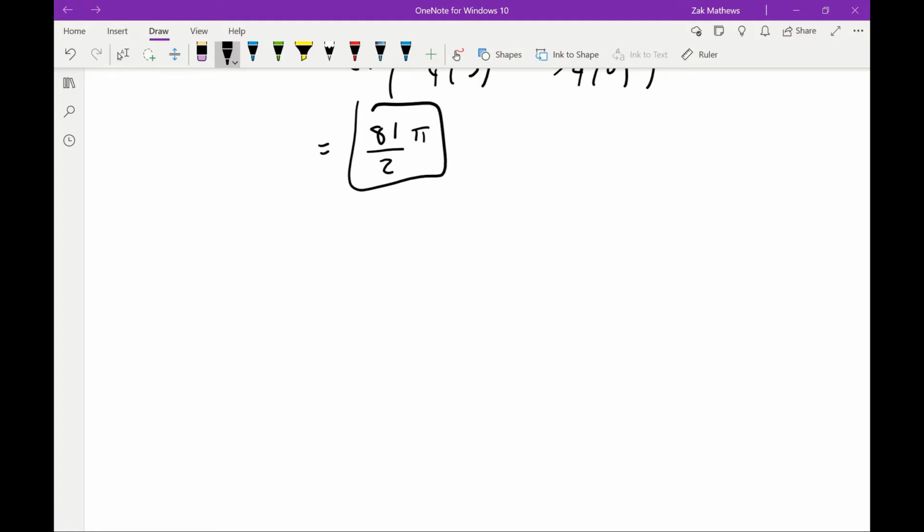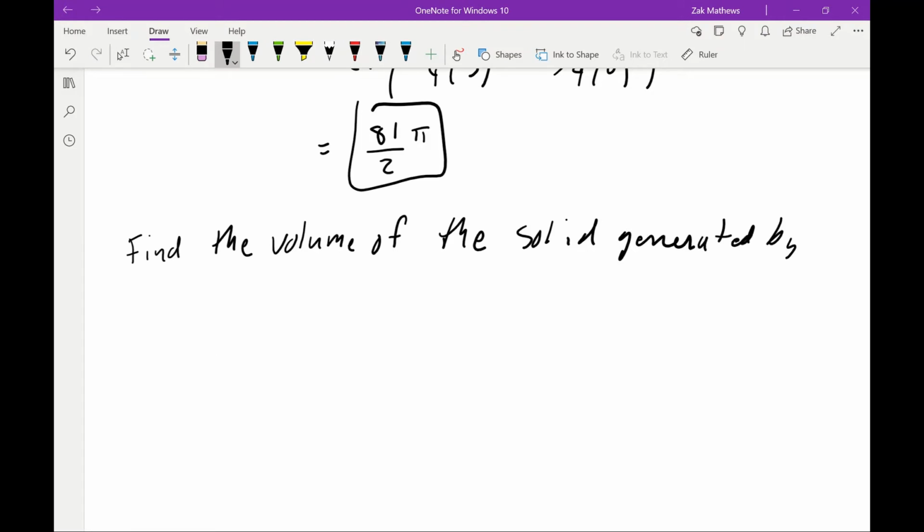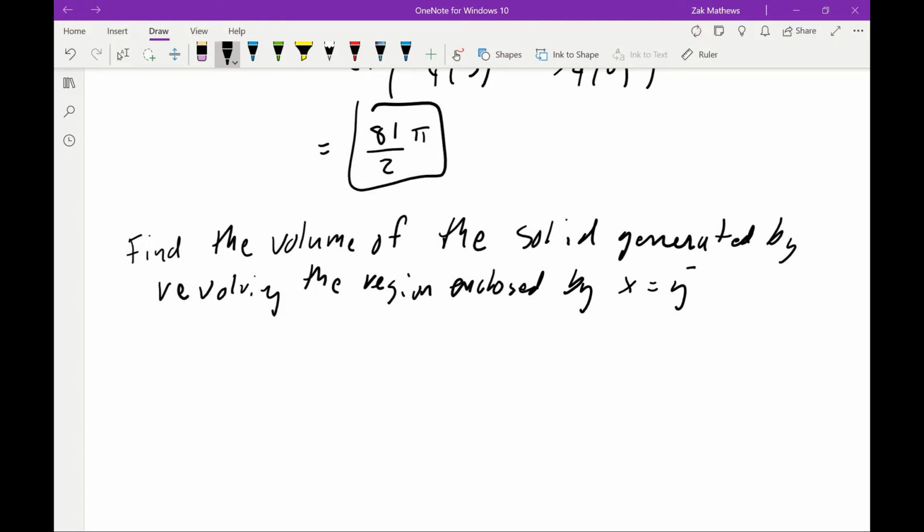Let's take another example. Let's find the volume of the solid generated by revolving the region enclosed by x is equal to y squared, x is equal to 0, y is equal to 2, and y is equal to 5 about the x-axis.